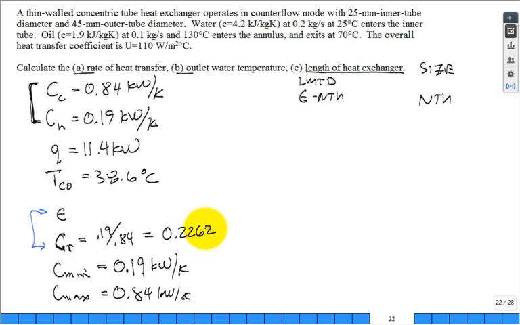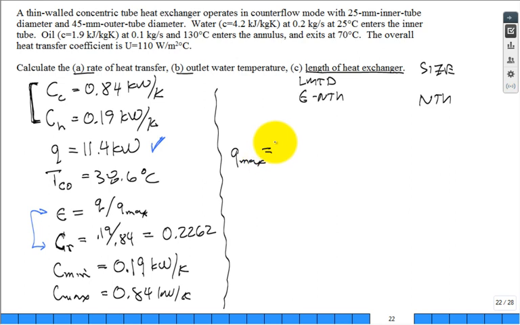Okay, now I need to get the effectiveness. How do I get the effectiveness? Isn't effectiveness equal to actual rate of heat transfer divided by Q max? So I know half of the equation. I know the actual rate of heat transfer, 11.4 kilowatts. I need to get that maximum. So Q max. Should I pause and let you do it or just blow through it? Pause, raise your hand. Blow through it. Man, blow through it. You guys are anxious to get the answer.